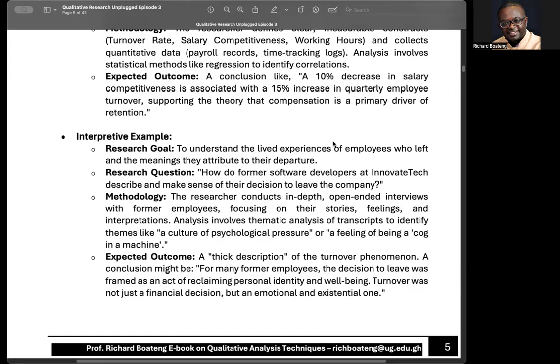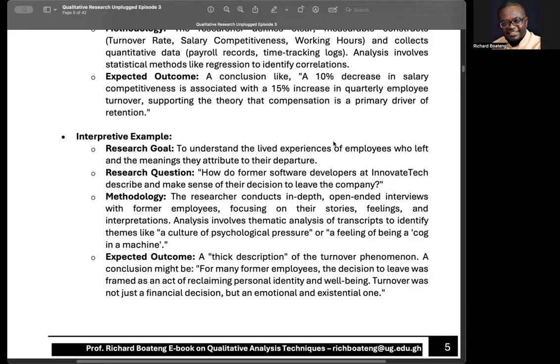No, the outcome would be that thick description. You might identify key themes like, say, a pervasive culture of psychological pressure, or a feeling of alienation, or a search for work-life balance. The conclusion might sound something like, for many former employees, the decision to leave Innovatech was framed not just as a career move, but as an act of reclaiming personal identity and well-being.